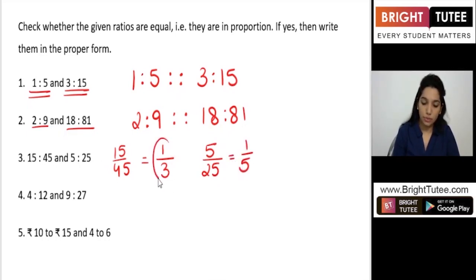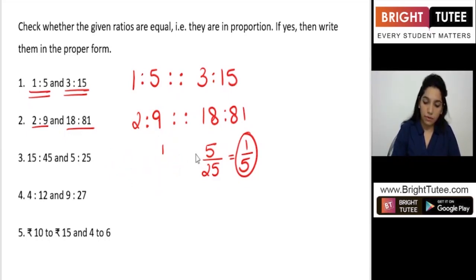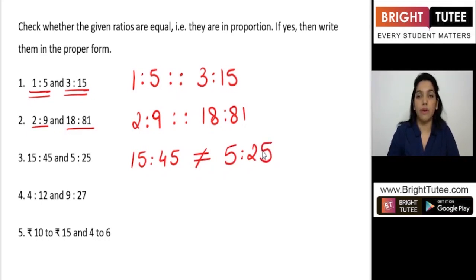Do you see that 1 over 3 and 1 over 5, these are two different ratios. So let us write it down here that the given ratios, they are not in proportion. So let us write it. 15 is to 45 is not as 5 is to 25. Okay, they are not in proportion. The next one.